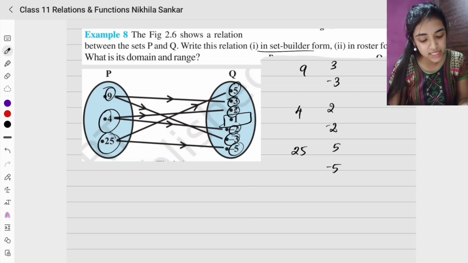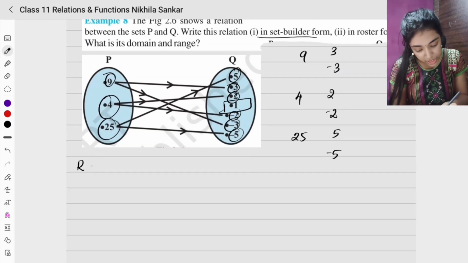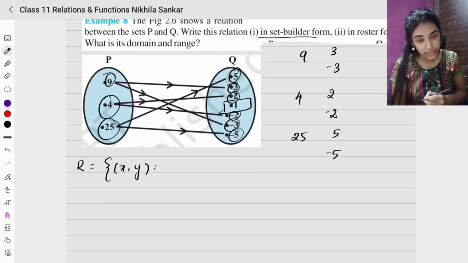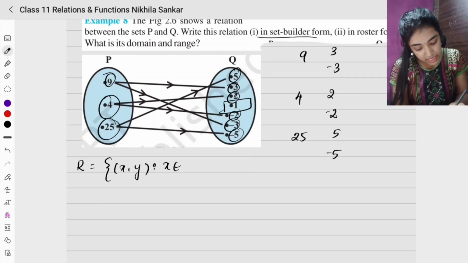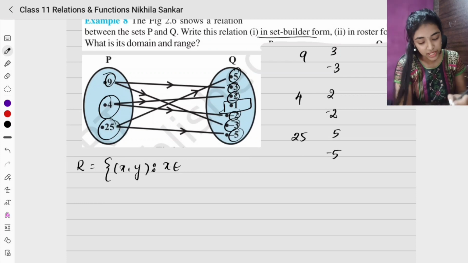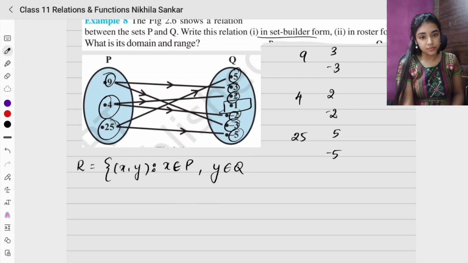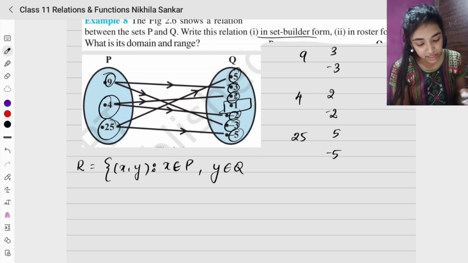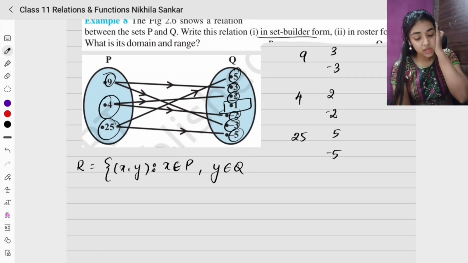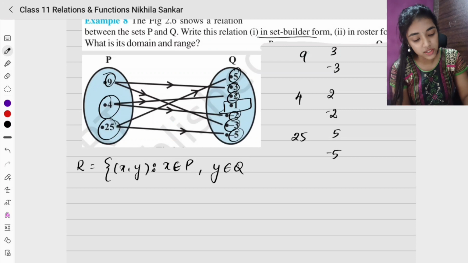Okay. So in set builder form, the relation is going to be the set of all ordered pairs x, y such that x belongs to P, y belongs to Q. This symbol is called belongs to. Is this correct? Okay. Now, what else are we writing? x belongs to P and y belongs to Q. And what do you notice here?